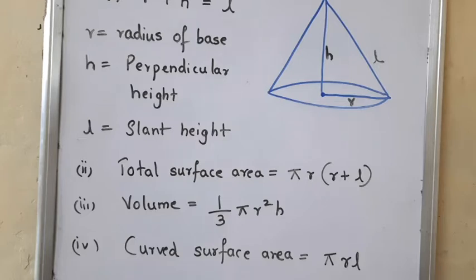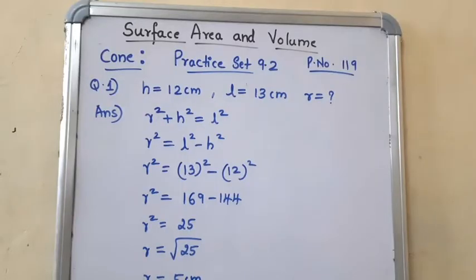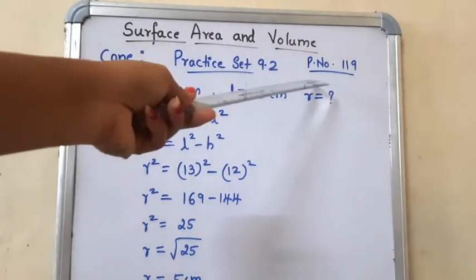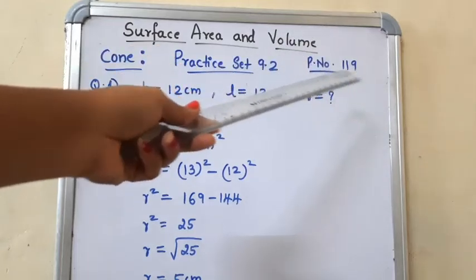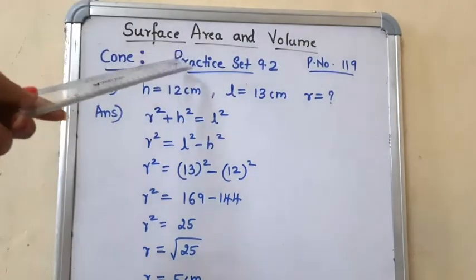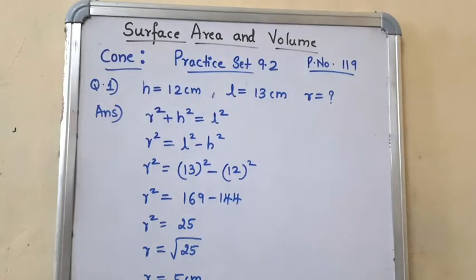Then next we will go to question answers related to cone. Let's go to practice set 9.2, page number 119, textbook page number it is. Here in this practice set 9.2, all the questions we will learn about cone. So I have given the heading cone here. Let's see question number 1. I'll read out the question. Perpendicular height of a cone is 12 cm and its slant height is 13 cm. Find the radius of the base of the cone.